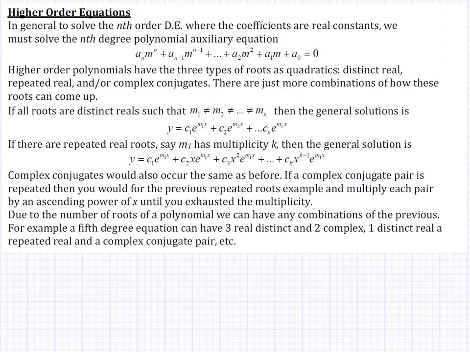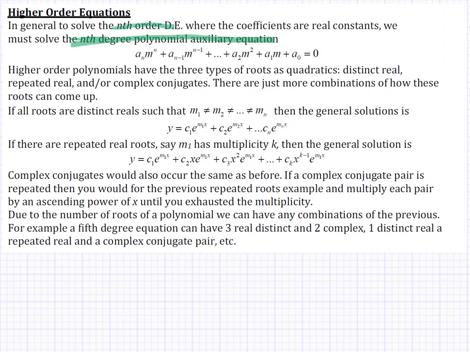Fourth order, fifth order, sixth order, we shouldn't expect this pattern to cease to work. And so what happens is it does. When we look at having these exponential functions solve these higher order ones, essentially what it amounts to is to solve an nth degree polynomial auxiliary equation.